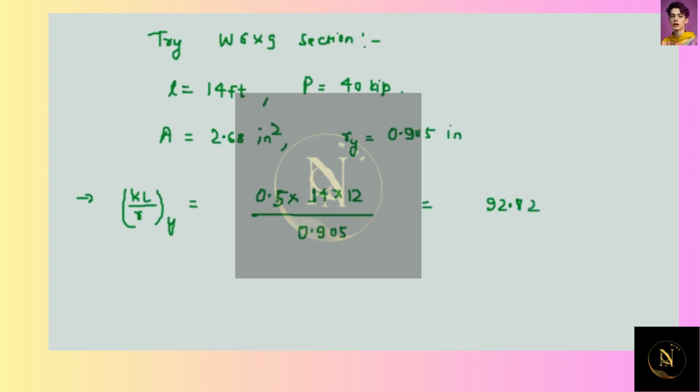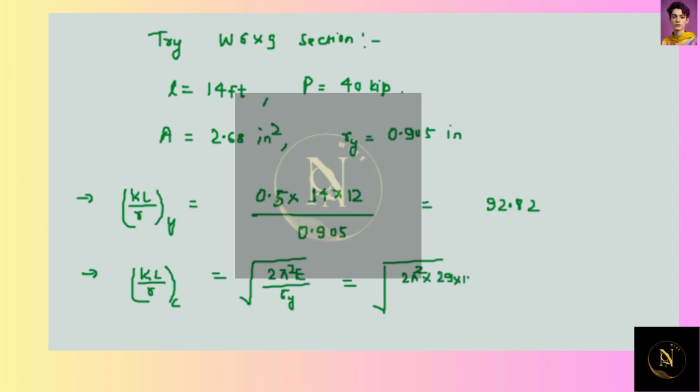Now let's calculate the slenderness ratio using equation 13.22. So using equation 13.22 we have the slenderness ratio equal to the square root of 2 pi square E divided by sigma y. Let's put the values here. It will be 2 pi square. The value of E is 29 multiplied by 10 to the power of 3 and the value of sigma y is 50. So it will give us a value of 107.